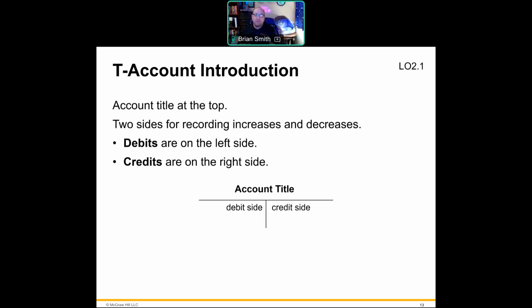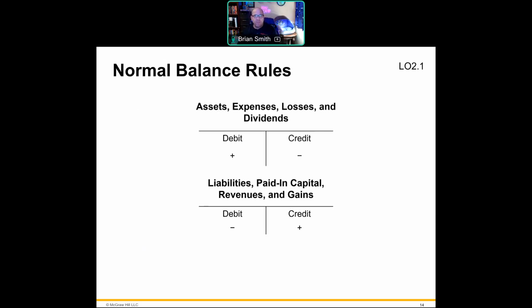Here we go. Okay, T account. Debits on the left, credits on the right. I don't know if I'm mirrored or not, but you get the idea. Account title at the top. It's going to be whatever the account is. You should remember this. I'm hoping you have not lost this. Okay, debits on the left, credits on the right.